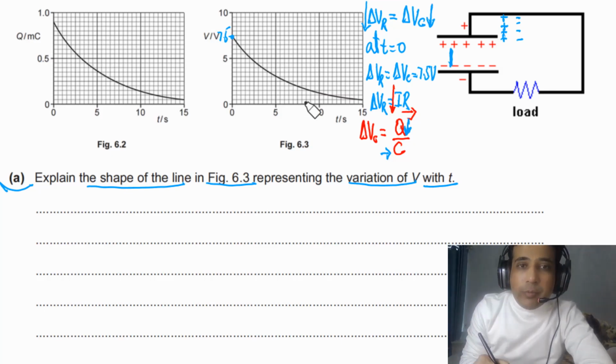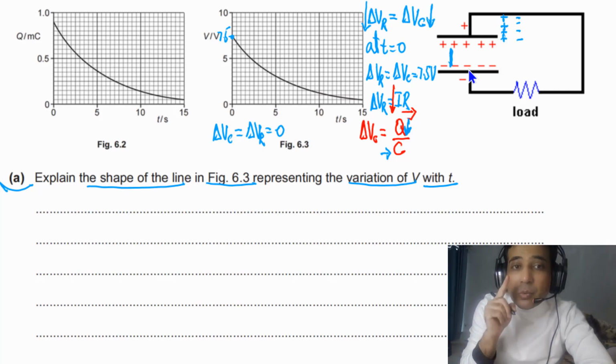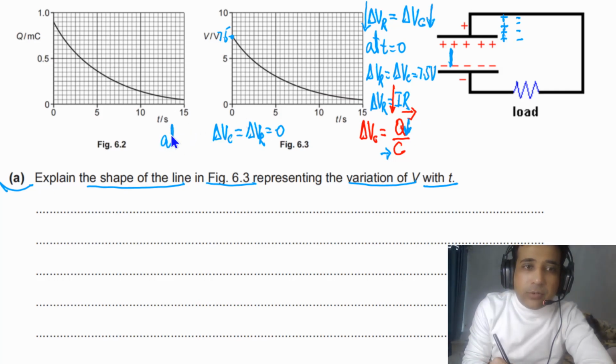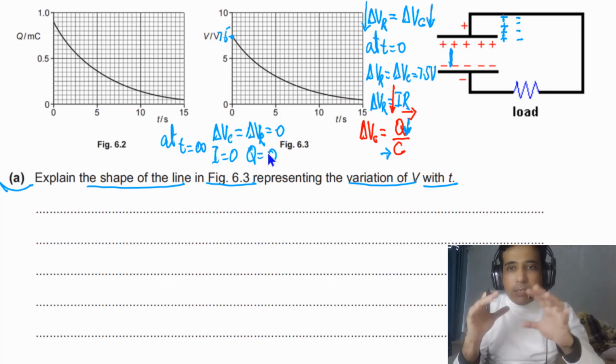So at that moment, delta VC will be equal to zero and delta VR also will be equal to 0, because at that moment no current will flow. So we can say at t equal to infinity, after a long time, I will be 0, current through this resistor will be 0, so potential difference across the resistor will be 0 and delta VC also will be 0, because Q, the net charge on each plate of the capacitor, also will be equal to 0. So the capacitor will be fully discharged. So these are the points we need to understand.